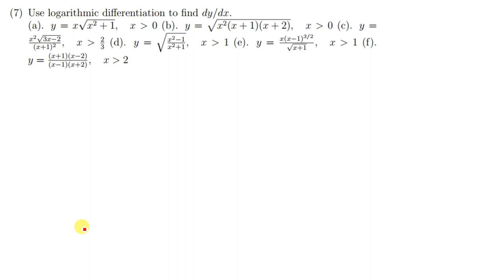Everyone, welcome to today's tutorial. In this tutorial we're going to be discussing differentiation using logarithmic rules. In other words, we're going to be differentiating functions using logs.